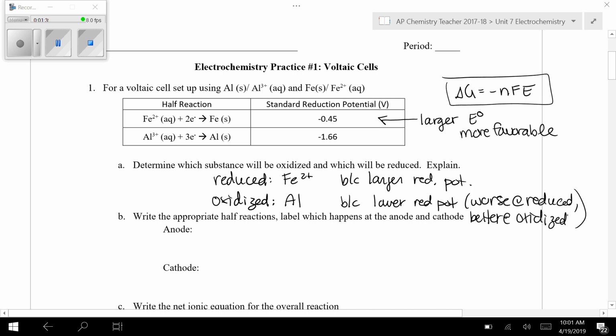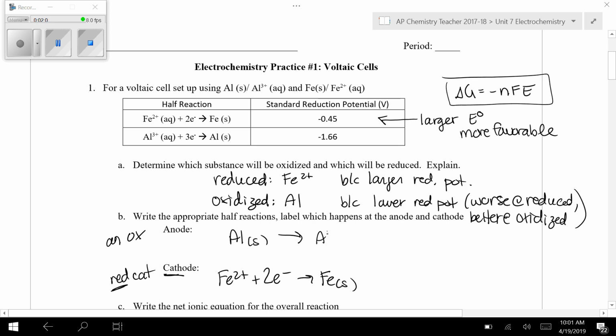We want to label what happens at the anode and the cathode. And remember our trick, an ox and red cat. The reduction occurs at the cathode, and we know that iron is better at being reduced. So this is the reaction occurring at the cathode. At the anode, the oxidation is going to occur, and the oxidation is just the reverse of the reduction there. So I'm going to flip everything around from this reaction right there. Okay, so those are my two reactions.